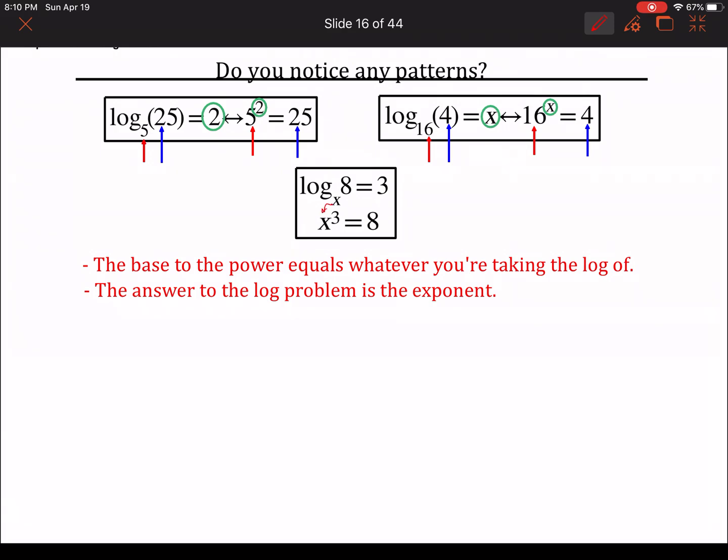Now let me write my arrows back. Then our 2 was on the right and it moved to the left. 2 was on the right, it moved to the left. X was on the right, it moved to the left. So this has to switch sides, okay? So our equations are never going to equal the same thing.